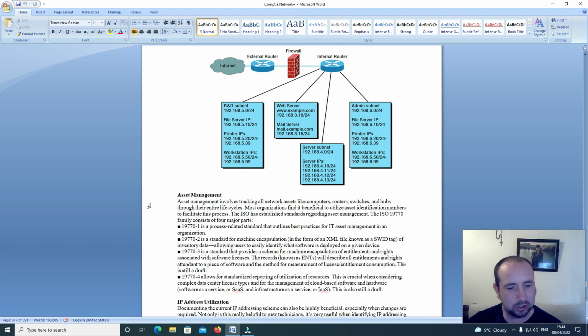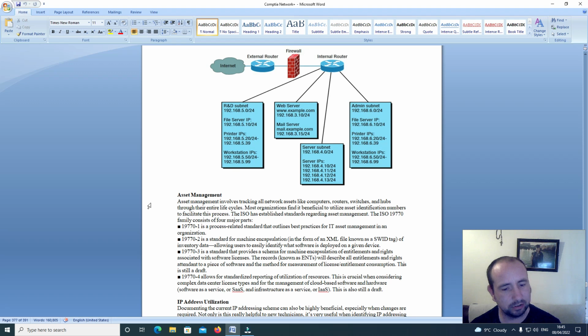19770-1 is a process-related standard that outlines best practice for IT asset management in an organization. 19770-2 is a standard for machine encapsulation in the form of an XML file known as a SWID tag of inventory data, allowing users to easily identify what software is deployed on a given device. 19770-3 is a standard that provides a schema for machine encapsulation of entitlements and rights associated with software licenses. The records known as ENTs will describe all entitlements and rights attached to a piece of software and the method for measurement of license entitlement consumption. This is still a draft.